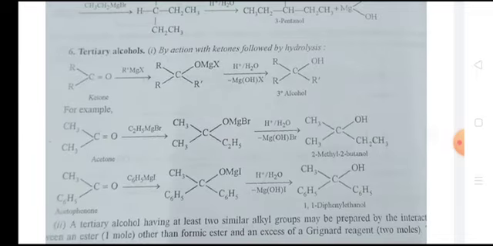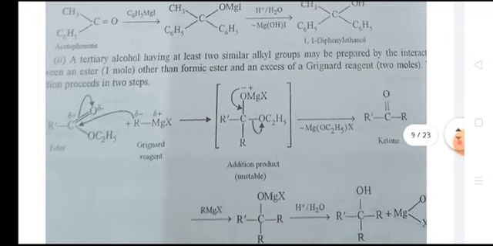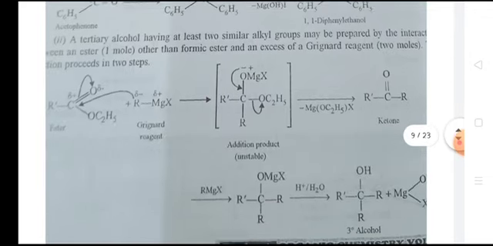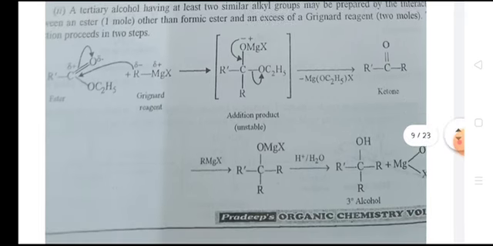Sixth, tertiary alcohols by action with ketones followed by hydrolysis give tertiary alcohols. Tertiary alcohols having at least two similar alkyl groups may be prepared by the interaction between an ester other than formic ester and excess of a Grignard reagent.